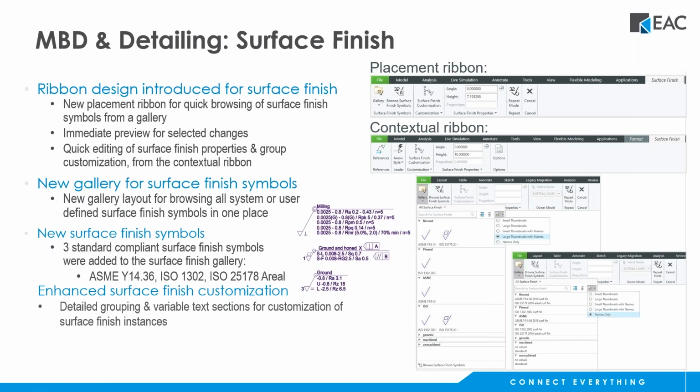This new gallery contains 3 different compliant surface finish standard symbols: ASME, ISO 1302, and ISO 25178. And then finally, we have enhanced surface finish customization that walks you through these standards and what you can add in a very efficient way. And I'll show you guys what this looks like in a little bit as we go through the demonstration.